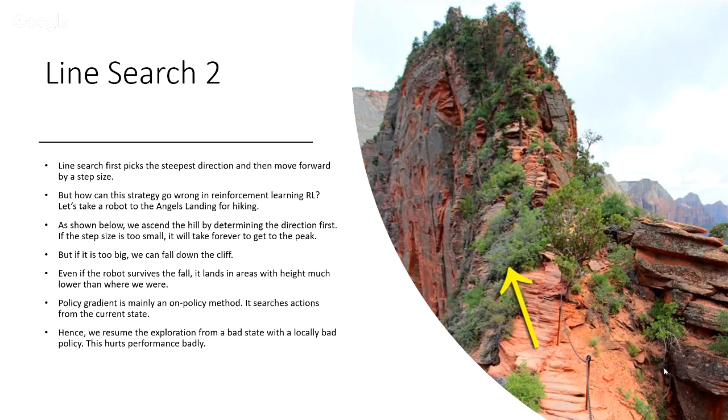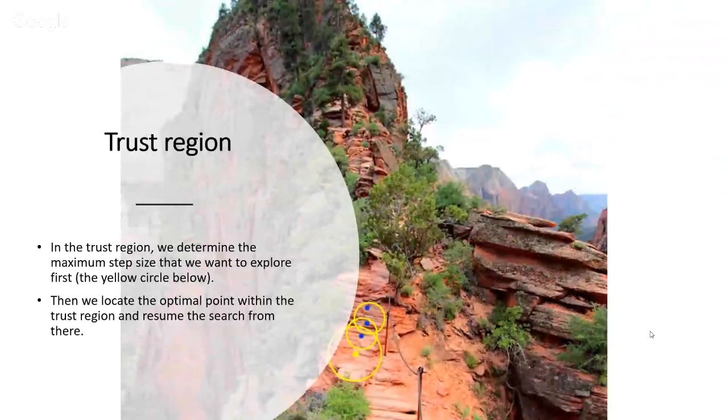Policy gradient is mainly an on-policy method. It searches actions from the current state. Hence, we resume exploration from a bad state with a locally bad policy. This hurts performance. Trust region. In the trust region, we determine the maximum step size that we want to explore first, the yellow circles. Then we locate the optimal point within the region and resume the search from there.